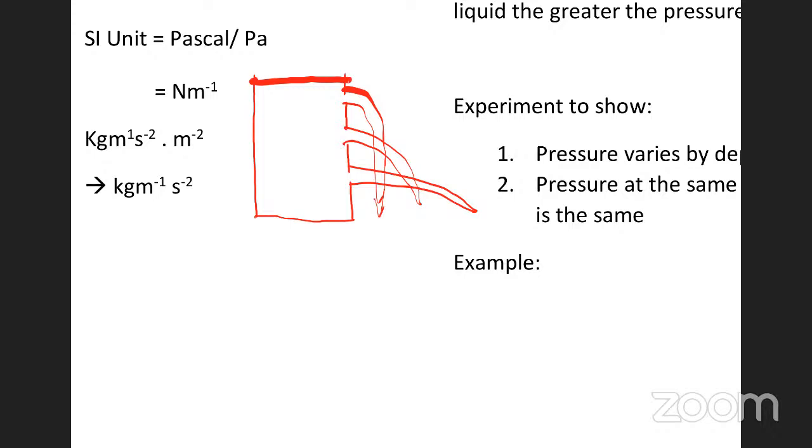But what will you do for pressure at the same level? Pressure at the same horizontal depth is the same. How will you show that? Any guess? Caleb? Pressure at the same horizontal depth is equal. Put 3 holes at the same horizontal depth, and what should happen? It should come out the same distance, right?